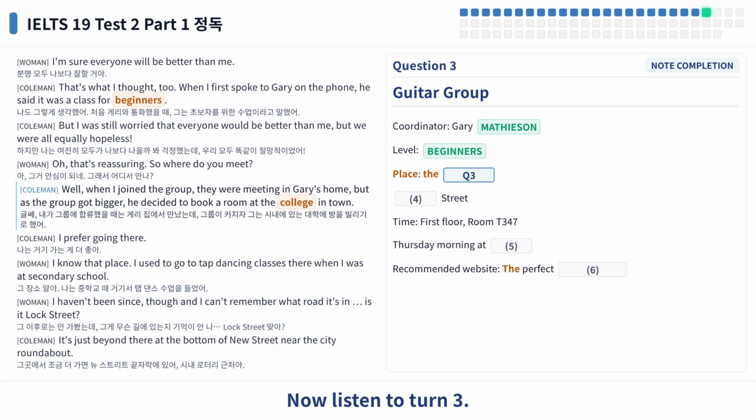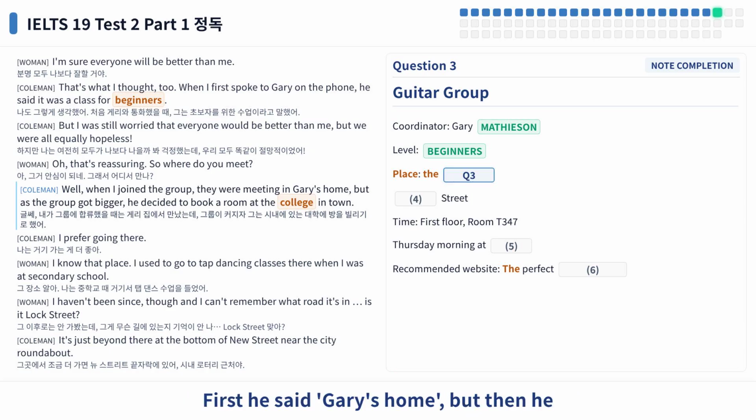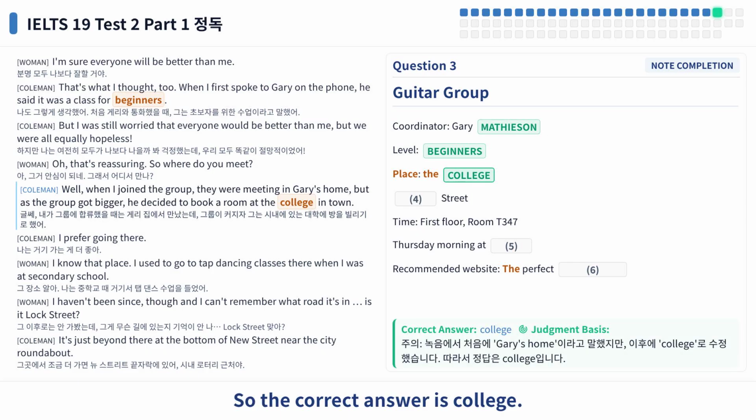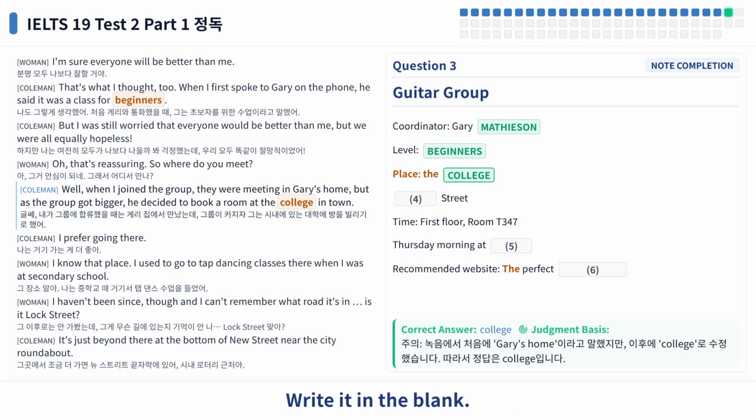Now listen to turn 3. Coleman says, he decided to book a room at the college in town. The answer is coming. First he said Gary's home, but then he corrected it to the college. So the correct answer is college. The answer for question 3 is college. Write it in the blank.